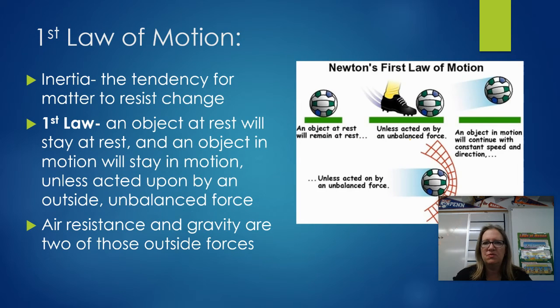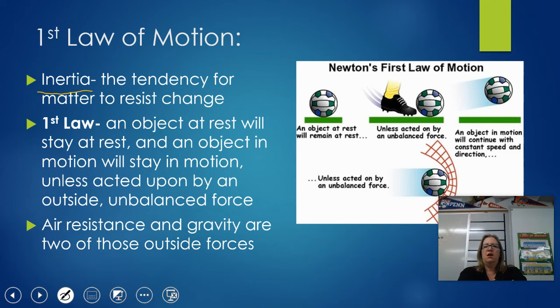It's time for Newton's first law of motion. But before I do his first law, you need to know what inertia is, okay? So basically, objects resist change. They don't like to change. And so the tendency for matter to resist change is known as inertia, okay? Now, because of that, we get Newton's first law. And it's stated as this: an object at rest will stay at rest, and an object in motion will stay in motion, unless they are acted upon by an outside unbalanced force, okay?